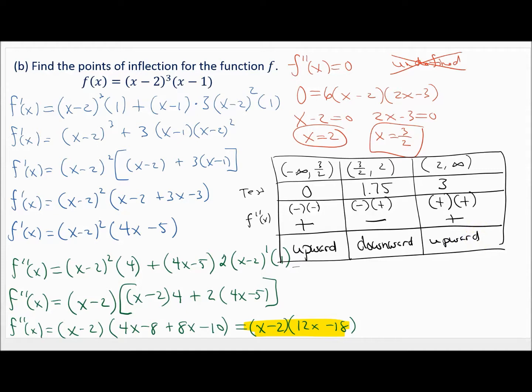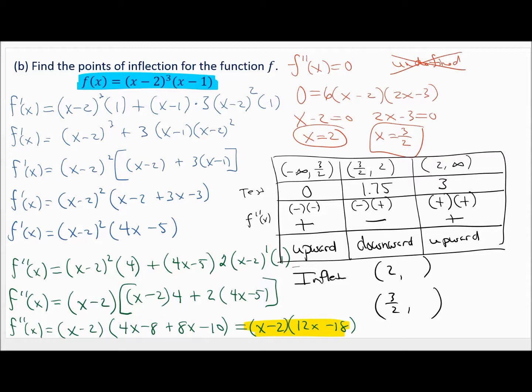So that truly does mean our inflection points are at 2, got to find the y value, and 3/2, got to find the y value. How am I going to find the y value? I'm going to plug it into my original function, which I've got highlighted up here. That's the guy we got to go to. Always, to find y values, you're talking original function. When you're talking about testing intervals, it's either the first or second derivative, depending on what you're trying to find. In this section, it's the second derivative.